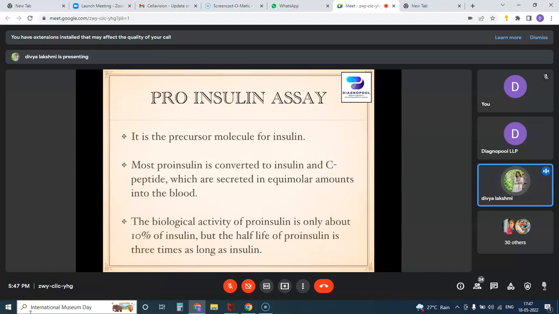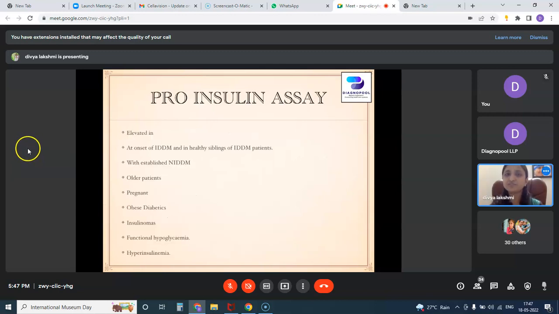So this pro-insulin will give the exact value of whether this particular patient is producing insulin or not, whether this is type 1 diabetes mellitus or type 2 diabetes mellitus. Remember, type 1 diabetes mellitus can occur in old age also. Type 2 diabetes mellitus can occur in young age also. So how will we differentiate whether it is type 1 or type 2 diabetes? It depends upon the pro-insulin levels and the C-peptide levels.